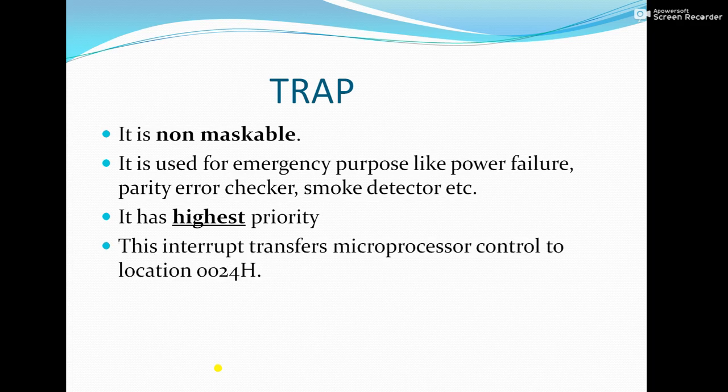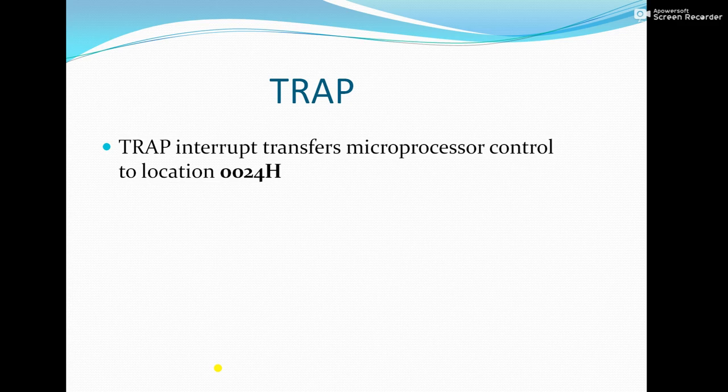This interrupt transfers microprocessor control to location 0024H. Now, how can we define the location of trap interrupt? We will have a look at it. Trap is considered as 4.5 and it is multiplied by 8. Why 8? Because 8 is the word size. We will get the answer as 36.